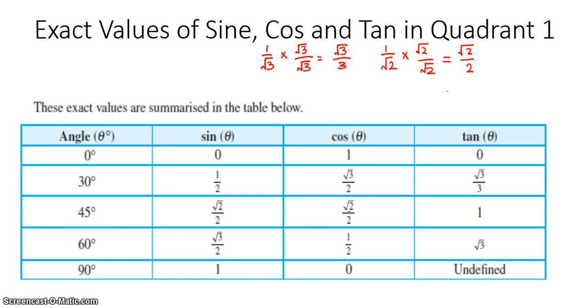Finally, we have 60 degrees. Sine of 60 degrees is root 3 on 2. Cos of 60 degrees is a half, and tan of 60 degrees is root 3.